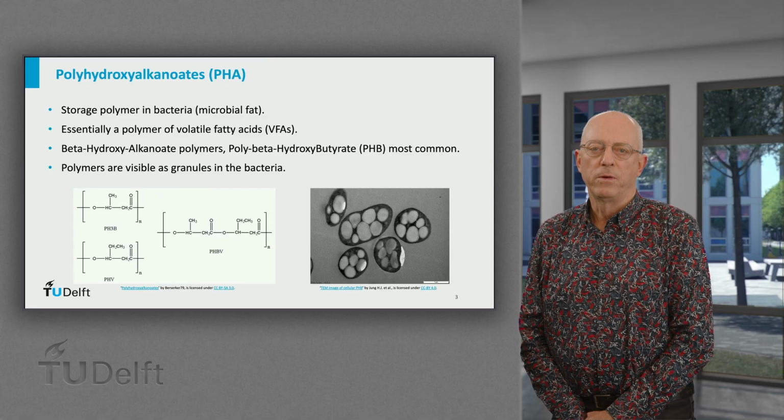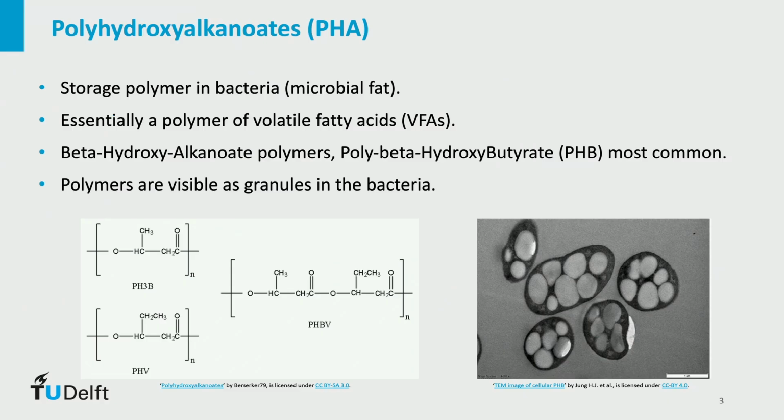So what actually are polyhydroxyalkanoates? They are storage polymers in bacteria. You can think of them as microbial fat. Chemically, PHAs are polyesters of beta-hydroxyalkanoates, which are derived from volatile fatty acids. The most common form is poly-beta-hydroxybutyrate or PHB. Under the microscope, these polymers appear as bright, refractive granules inside bacterial cells. In fact, under certain conditions, these granules can fill up most of the cell's volume.